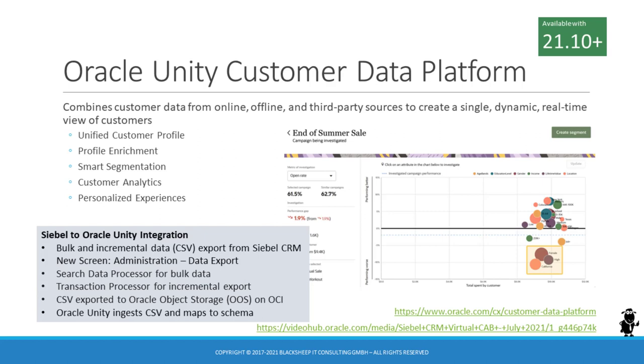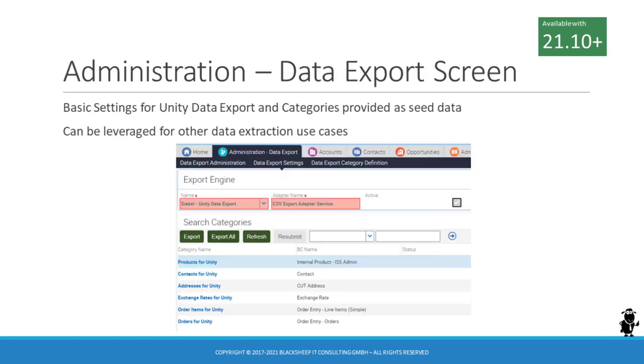But the CSV export is interesting, as you get a new screen, administration data export. And if you look closely, it says engine here and search categories. And maybe you're using Siebel Search, the search engine integration with the Oracle Secure Enterprise Search also being deprecated as we speak, or even Elastic. So you have a search engine and you have search categories, which basically is a wrapper for business components and fields. And it's built on that architecture. Actually, it's built upon the search architecture.